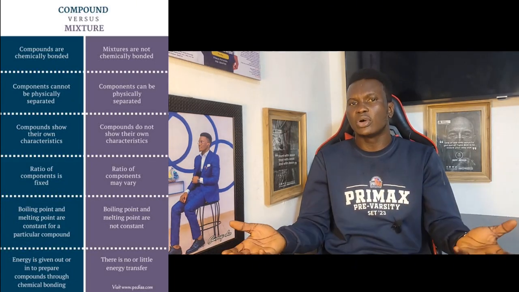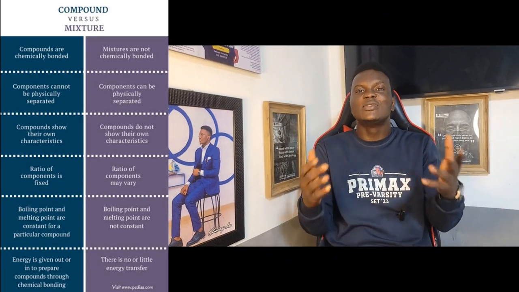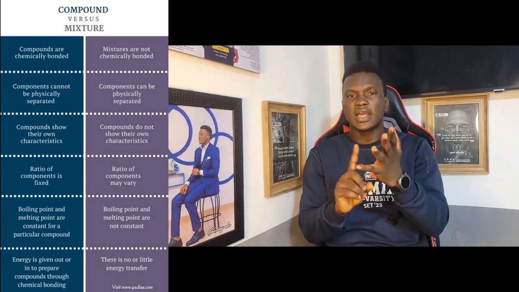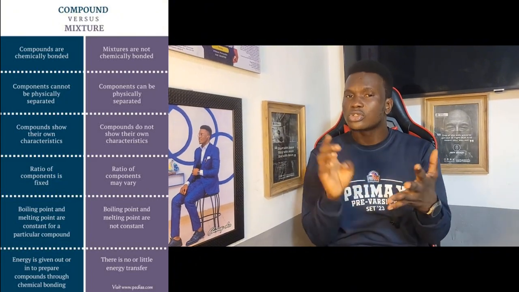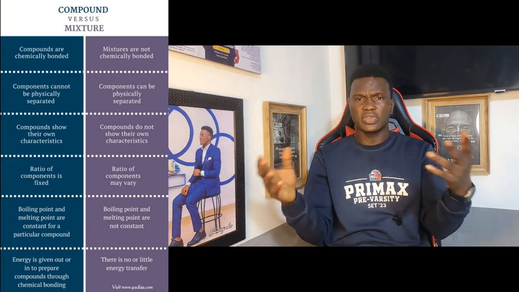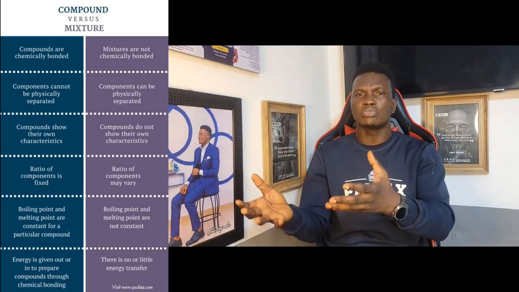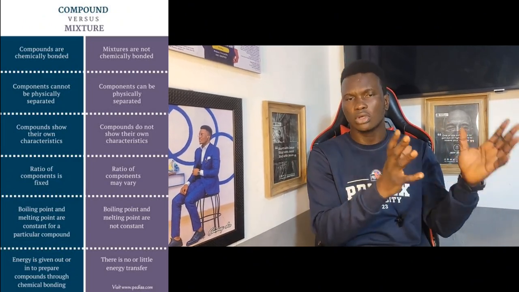For example, the blood. What is the chemical composition for blood? I don't know. So there is none. Blood is a mixture, vulcanizer solution is a mixture, soil is a mixture, flood water is a mixture. A lot of things are mixtures that you need to know. So try to look for more examples of mixtures and more examples of compounds.